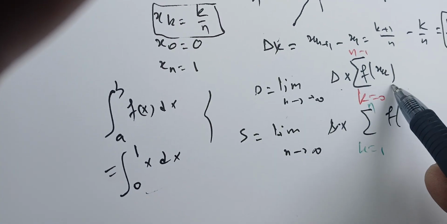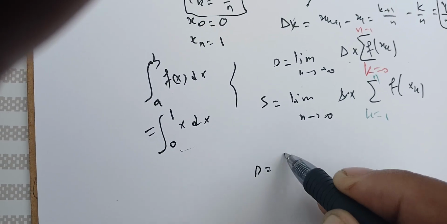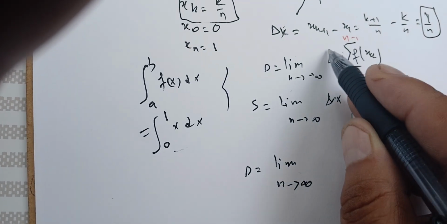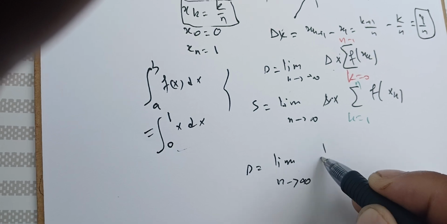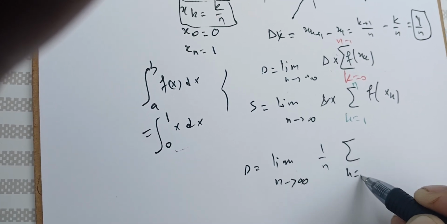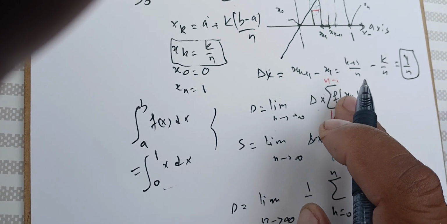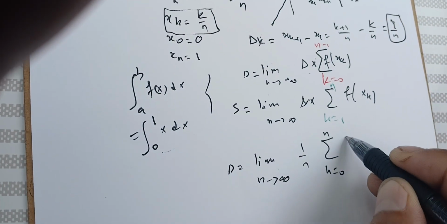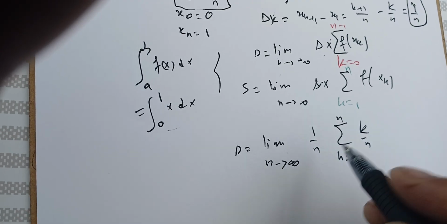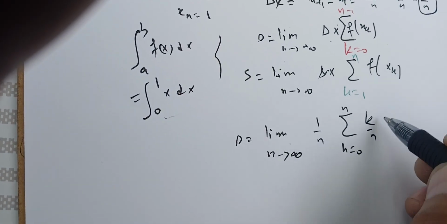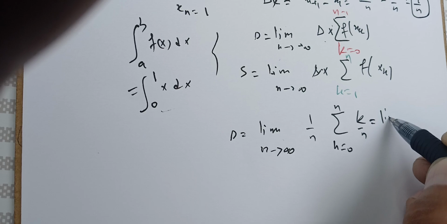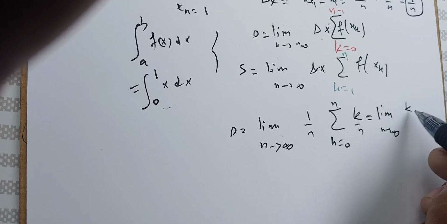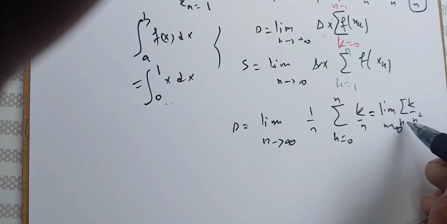First, let's compute s, the small one. It's the limit as n goes to infinity of delta x, which we computed as 1 over n, times the sum over k from 0 to n of f of x sub k. That means f of k over n, because that's x. So we can rewrite this as the limit as n goes to infinity of 1 over n times the sum of k over n.